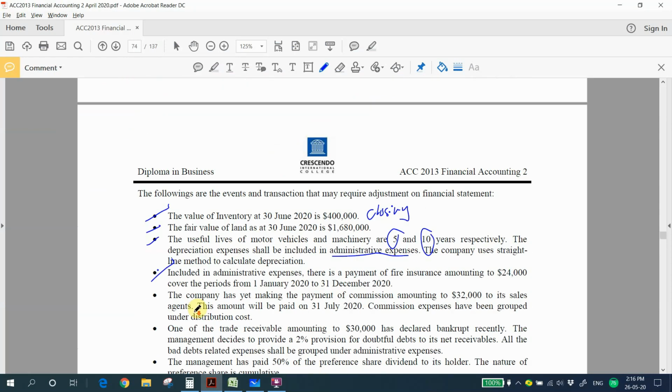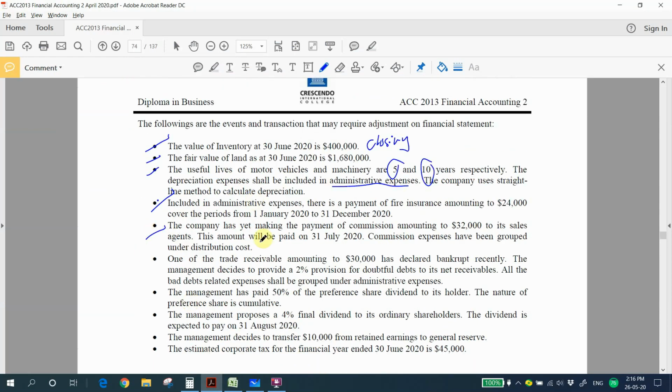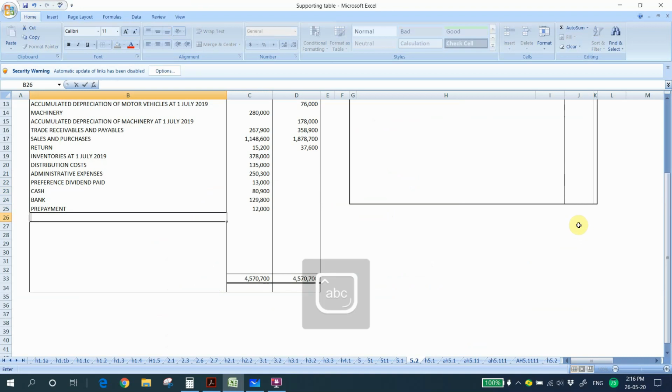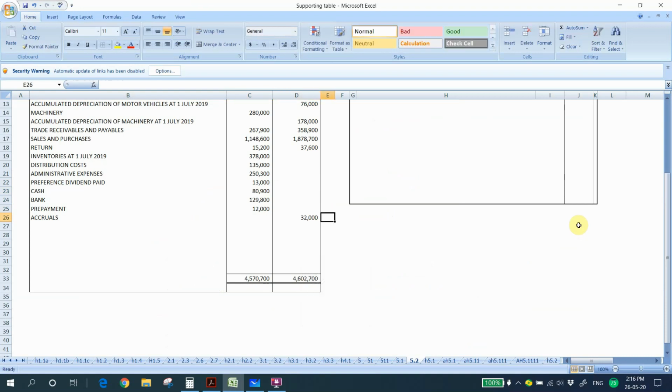Next, the company has not yet made the payment of commission amounting to 32,000 to its sales agent. This amount will be paid on 31st July 2020. Commission expenses has been grouped under distribution cost. The company has not yet paid, but this commission expense is related to the financial year June 2020. So what shall we do? We have to do an accrual, because this is an expense related to the current financial year but unpaid. So here we write accruals: accruals by 32,000, and then this amount is adjusted to the distribution expenses 32 as well.